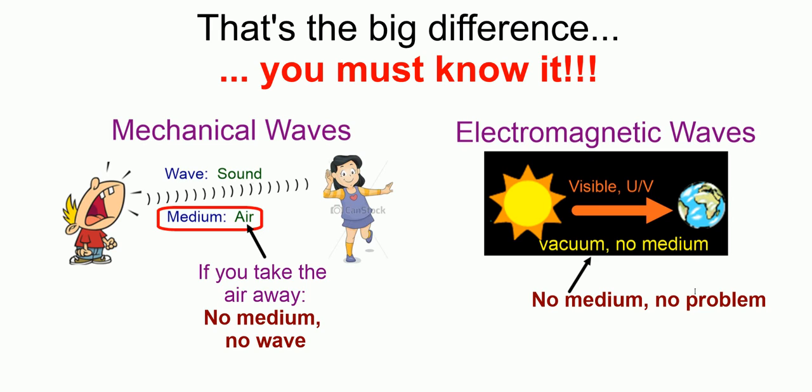and you must know this difference. You could be asked it, well, at least twice, maybe three times. The difference is mechanical waves must have a medium. Here, if you take that air away, no medium, no wave. Over here, with an EM wave, no medium, no problem. It's going to travel right on through. That's the most important difference.